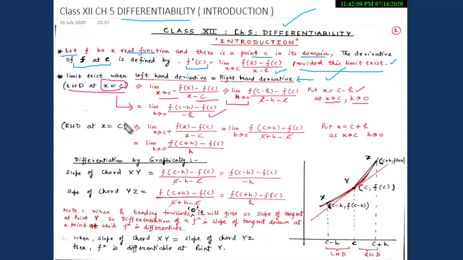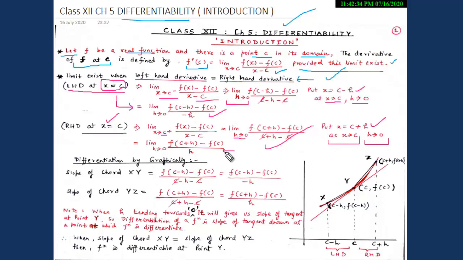And now we will check for the right hand derivative at x is equal to C. So, limit x tends to C plus of f(x) minus f(C) upon x minus C. Here we will put x is equal to C plus h. As x tends to C, h approaches 0. So, we get limit h tends to 0 of f(C plus h) minus f(C) upon (C plus h) minus C. So, we get limit h tends to 0 of f(C plus h) minus f(C) upon h.